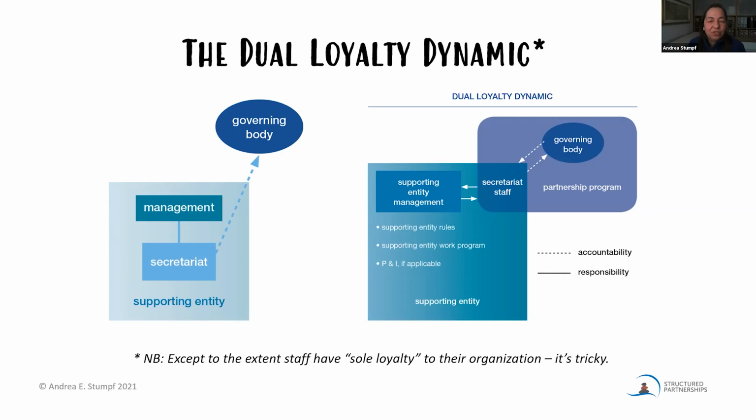And I have this little asterisk there just to mention that, because these things are never straightforward, Secretariat staff and these supporting entities very often have language in the governing documents of their organization saying that they have sole loyalty to their organization. So, you know, it is a little tricky, but in practice, it seems to work out. Again, something we can talk about more later.